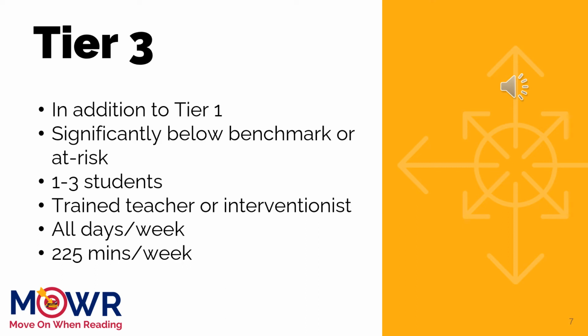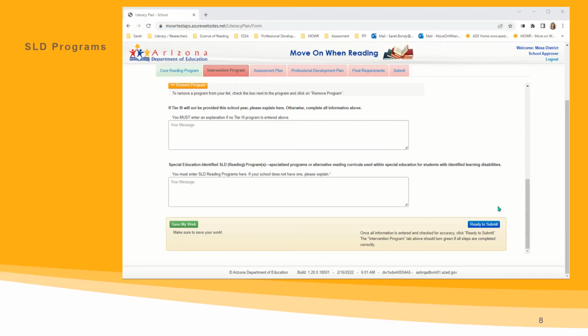Instruction is delivered in small groups of no more than 3 students by a well-trained teacher and/or interventionist and designed to explicitly teach specific skill deficits as identified by a valid diagnostic assessment. Tier 3 interventions are recommended all days per week for at least 225 minutes per week for each student.